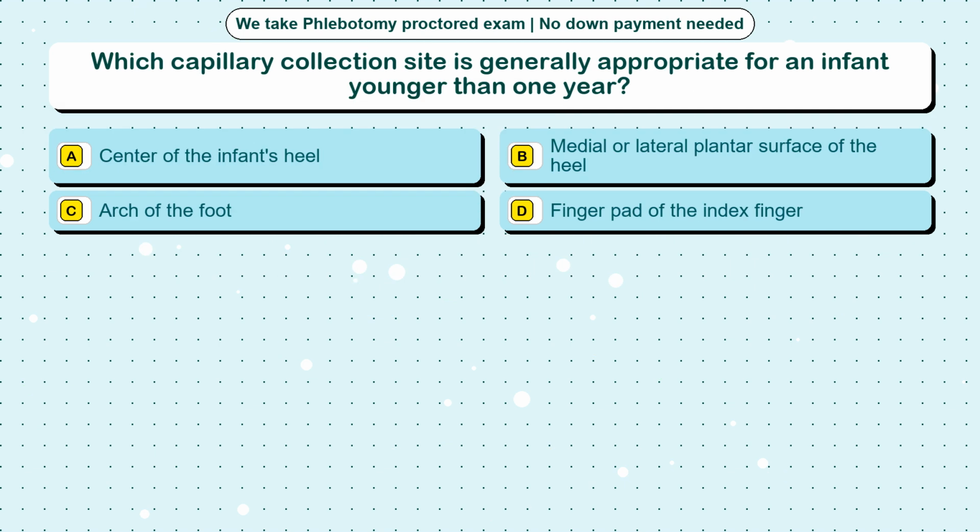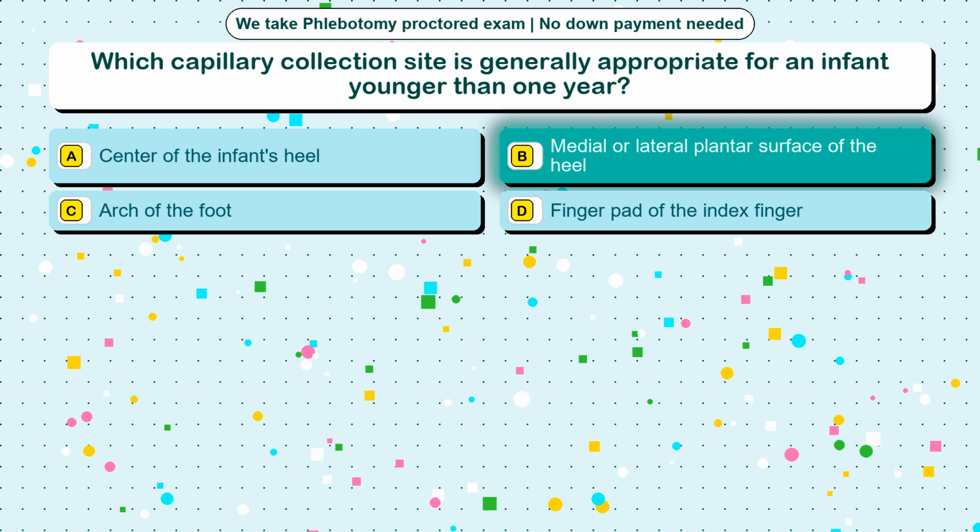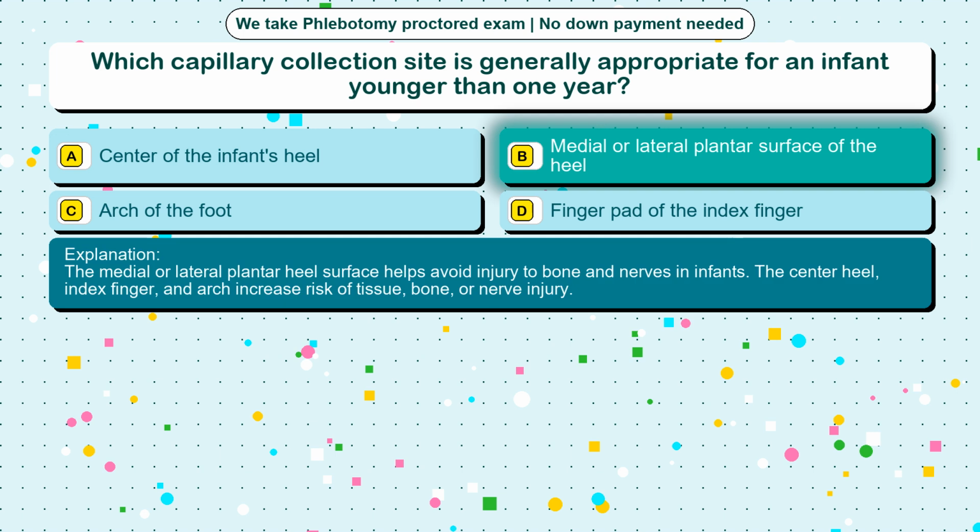Question 70. Which capillary collection site is generally appropriate for an infant younger than 1 year? Option A, center of the infant's heel. Option B, medial or lateral plantar surface of the heel. Option C, arch of the foot. Option D, a finger pad of the index finger. The correct answer is option B, medial or lateral plantar surface of the heel. The medial or lateral plantar heel surface helps avoid injury to bone and nerves in infants. The center heel, index finger, and arch increase risk of tissue, bone, or nerve injury.